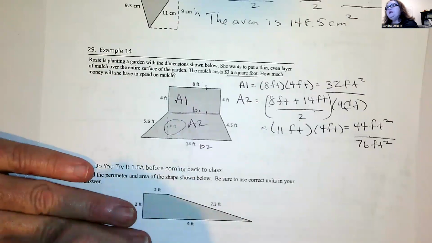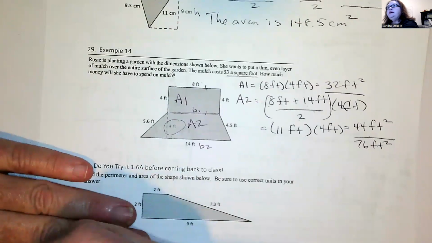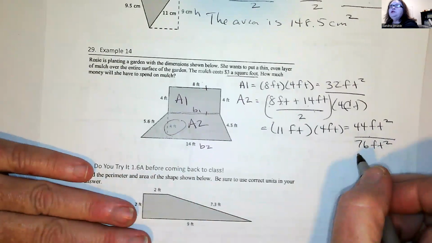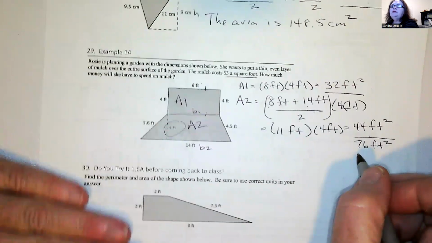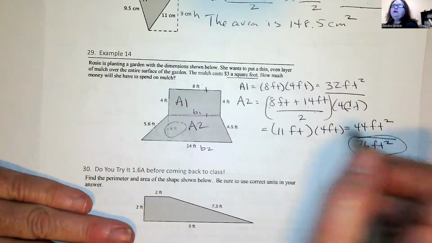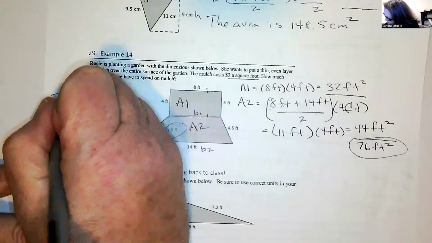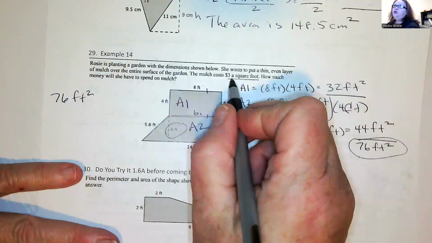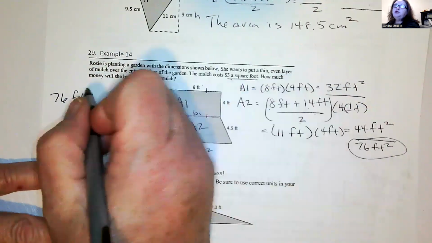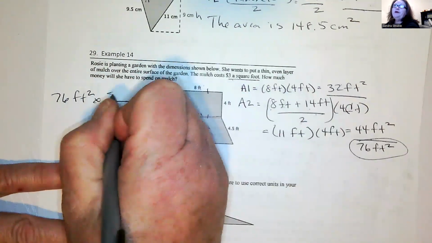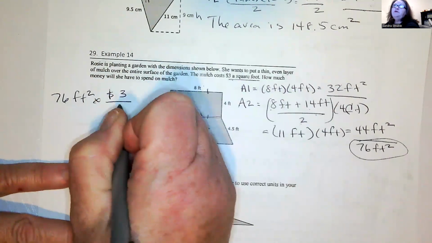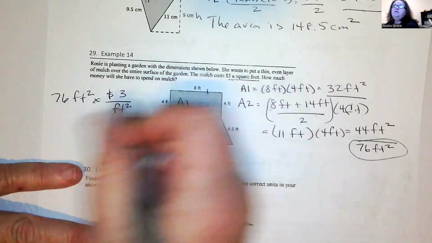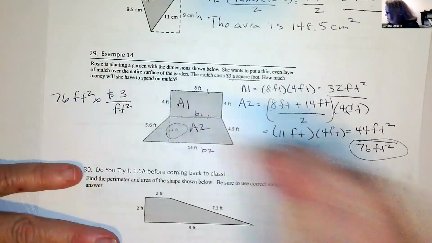So the only sentence I need to write here is I need to calculate how much she's going to spend on mulch, and that's going to be my sentence. So this is the total area, 76 square feet. And we know it's $3 a square foot. So this is just a little unit conversion that we haven't even learned about yet. $3 per feet squared. Multiply 76 times 3.